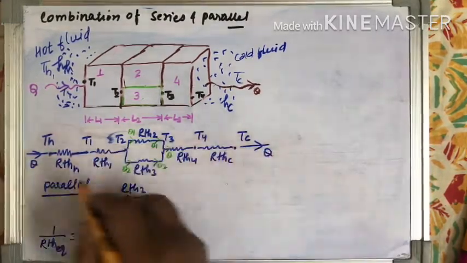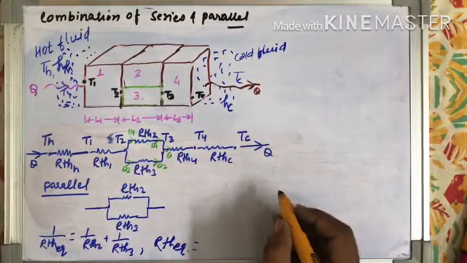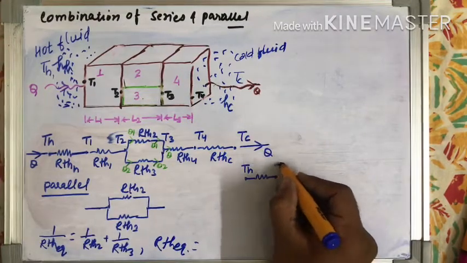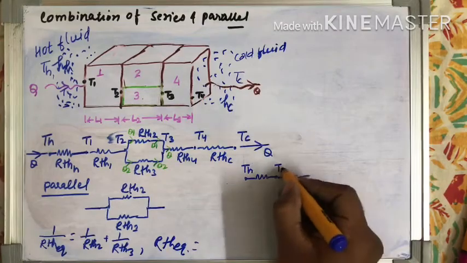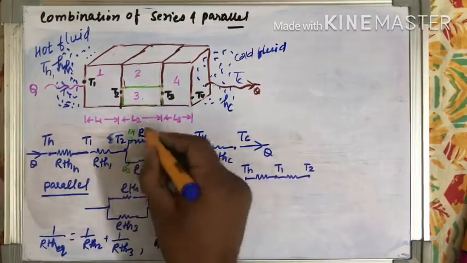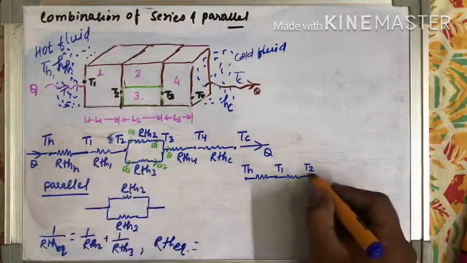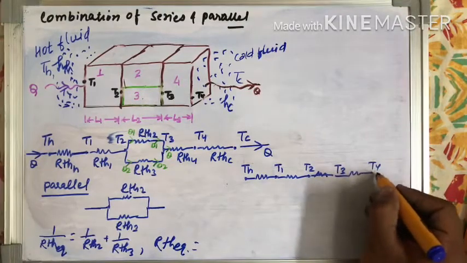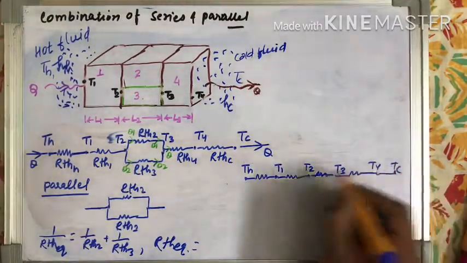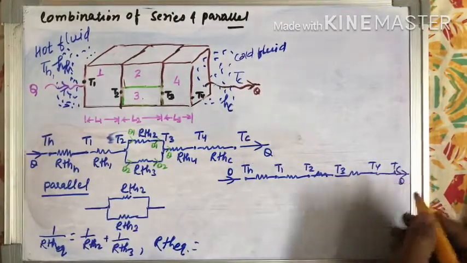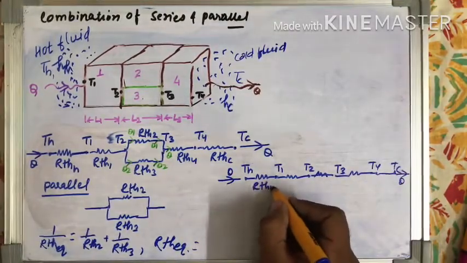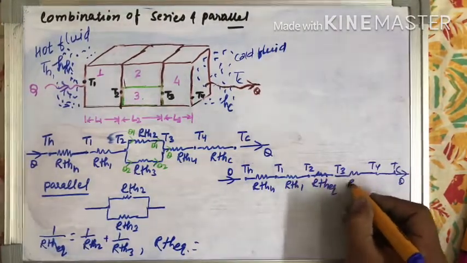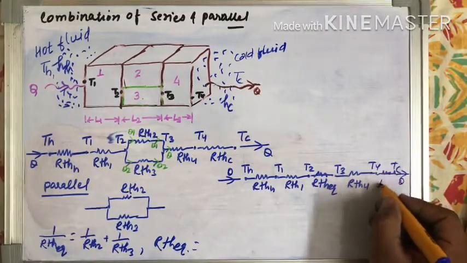Fine. So this thermal network can be simplified in this way: the TH thermal resistance, the T1 thermal resistance, the T2. Now the thermal resistances which are arranged in parallel will be equivalent to this single thermal resistance T3, and then T4, and then this TC. Heat Q will come inside and Q will go outside. So it is RTHH. This is RTH1. This is the equivalent thermal resistance RTH equivalent. This is RTH4, and this thermal resistance is RTHC.